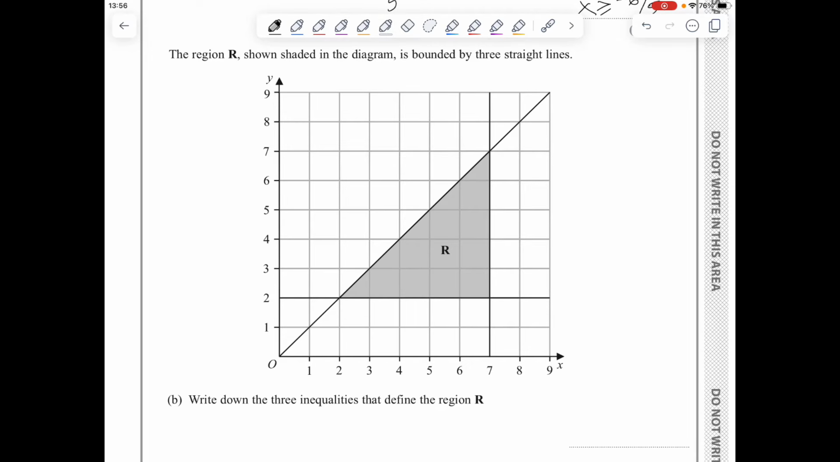For part B, I've got 3 straight lines. The vertical one, this one here, has equation x equals 7. The horizontal one, this one, has an equation y is equal to 2. And I need to find the equation of the diagonal one.